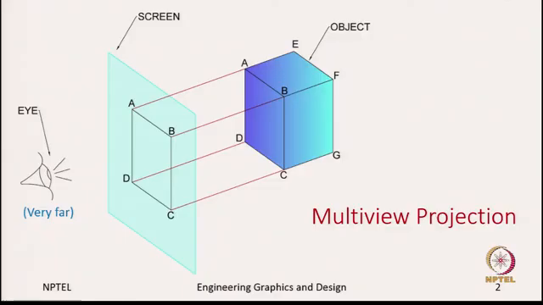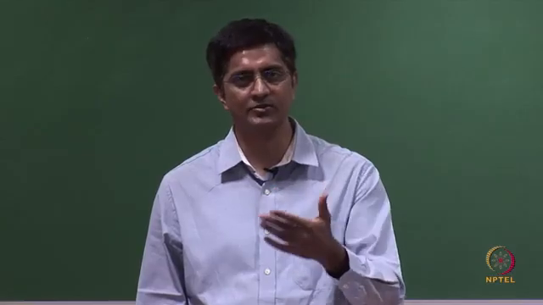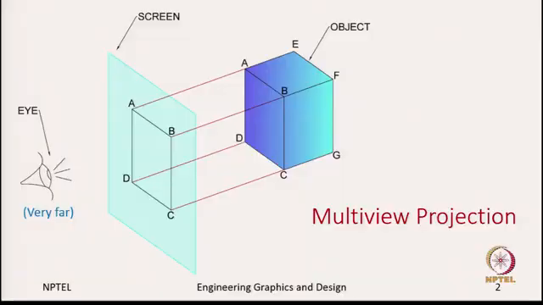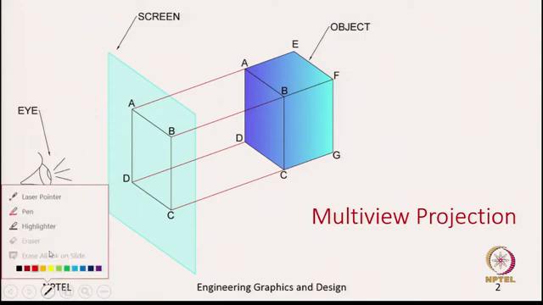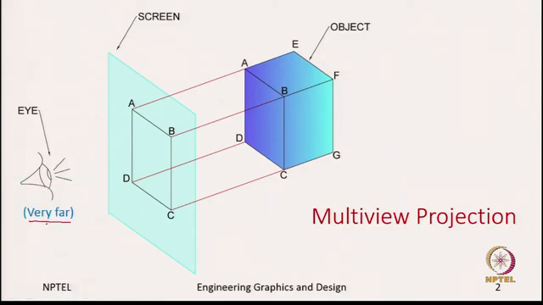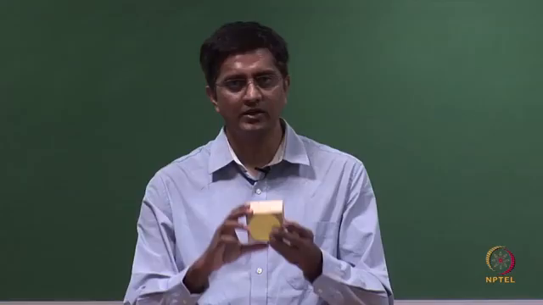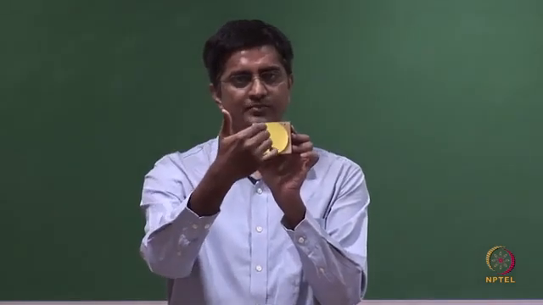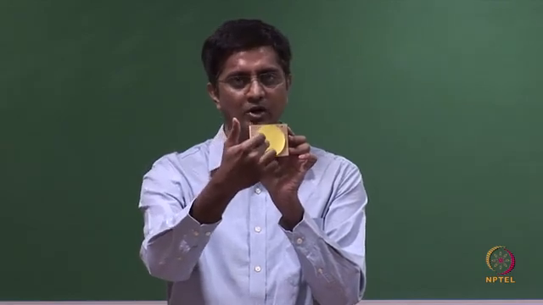So, this is what we have seen in the previous class, saying that you have three things: one, the observer who is looking at the object, then second is the object, and third is the projection plane. So, for multi-view projection we said the observer is looking from a far distance. Since he is very far, the projectors are all parallel. And the other thing we mentioned about multi-view projection is, you are looking at one face of the object straight in, which means you are directly looking at the object.